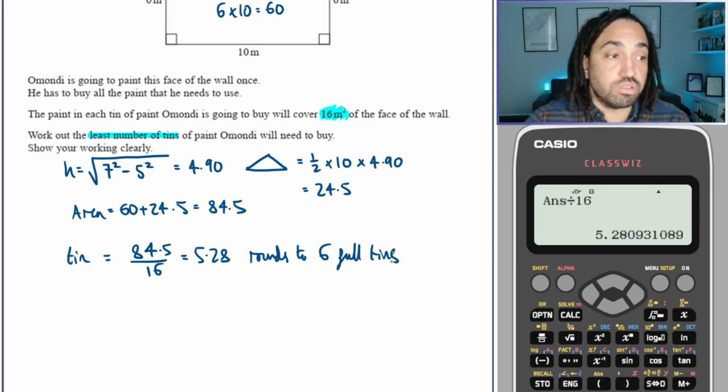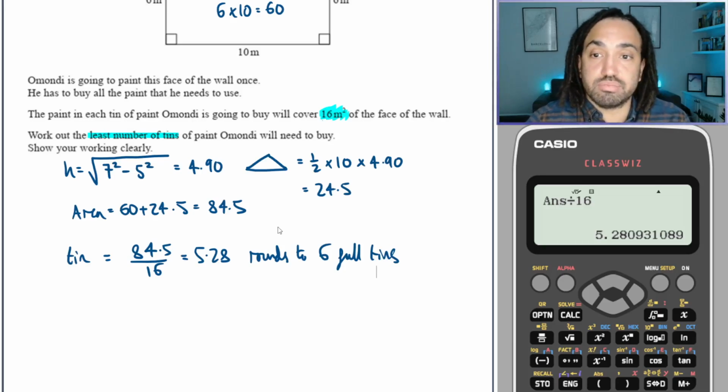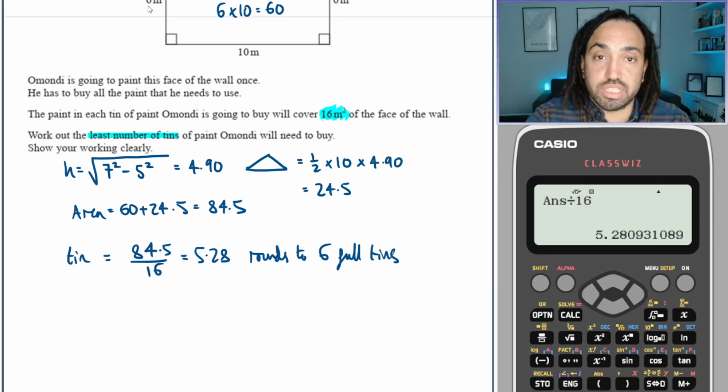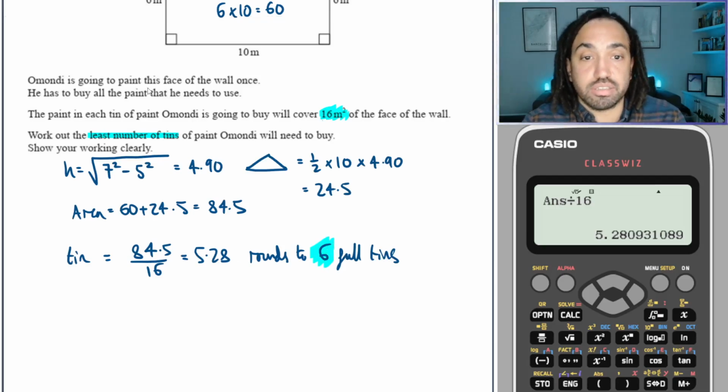And that is because you can't buy 0.28 of a tin, in for a penny, in for a pound. You're going to have to buy 6 tins here in order to cover everything. So 6 is the final answer.